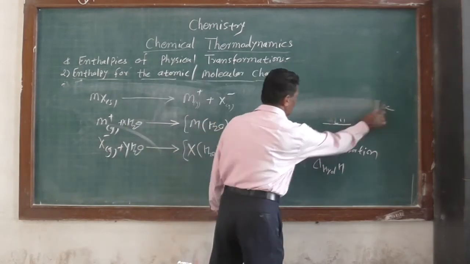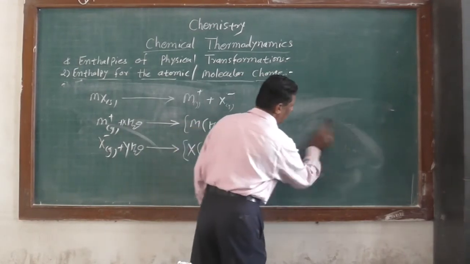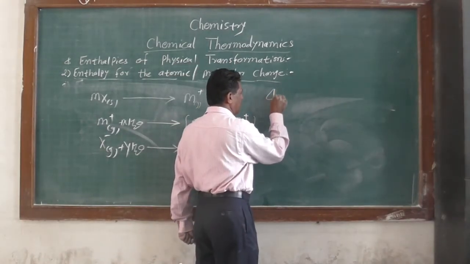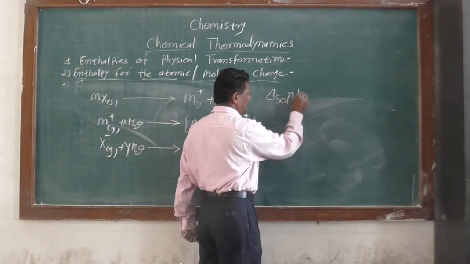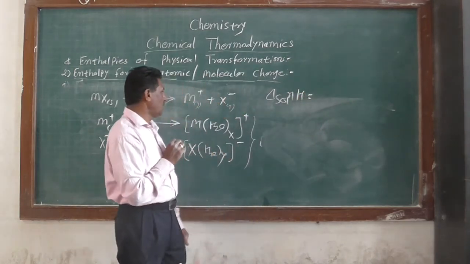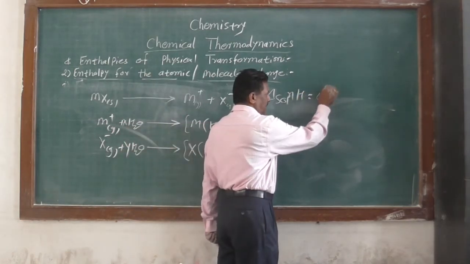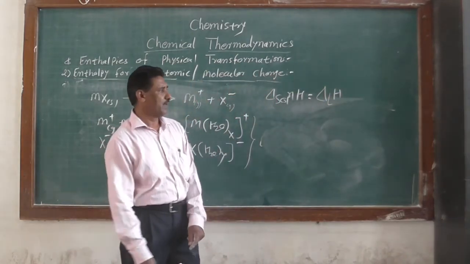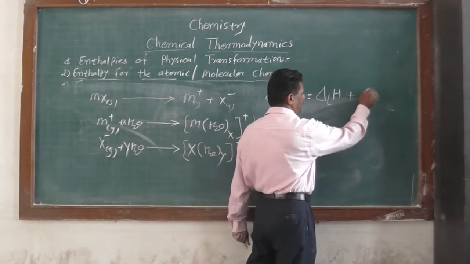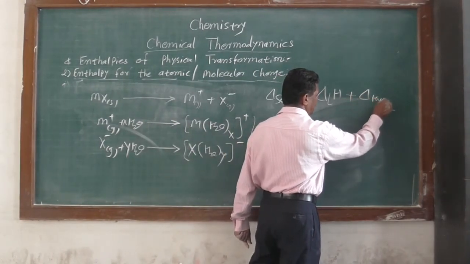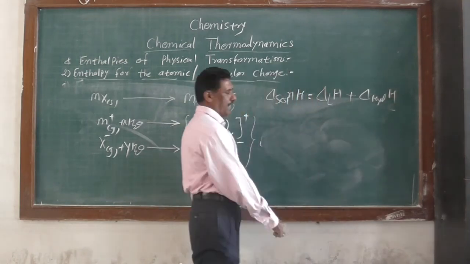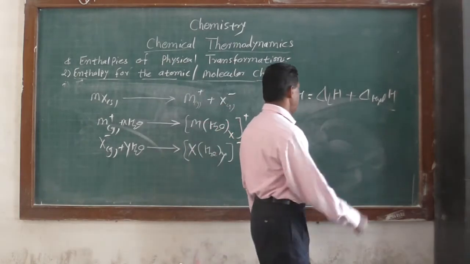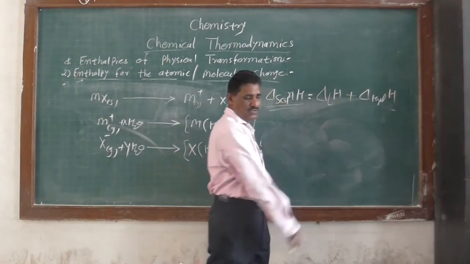Enthalpy of solution, delta solution H, is equal to the enthalpy of crystal lattice energy plus the enthalpy of hydration. The addition of crystal lattice energy and hydration energy is called the enthalpy of solution.